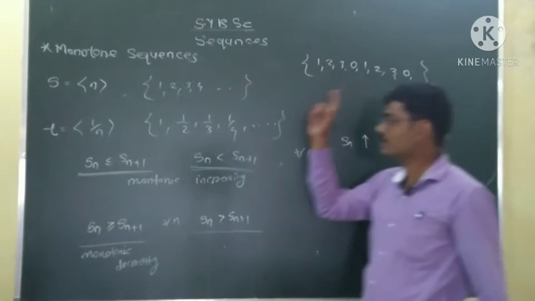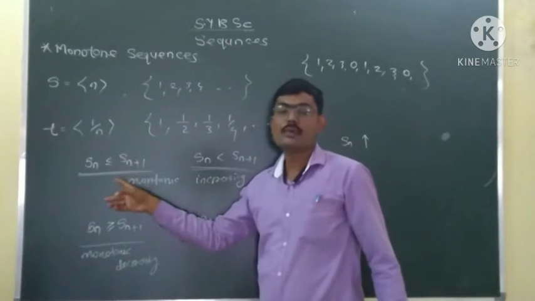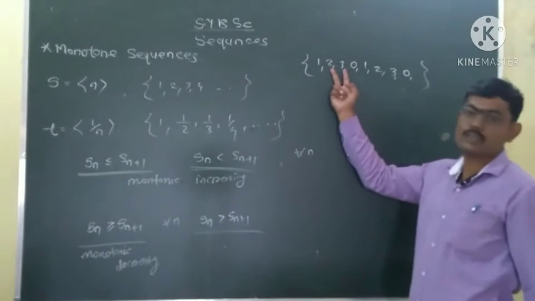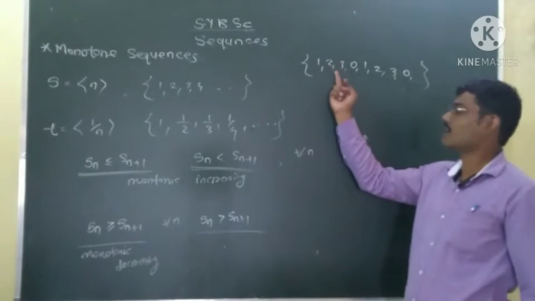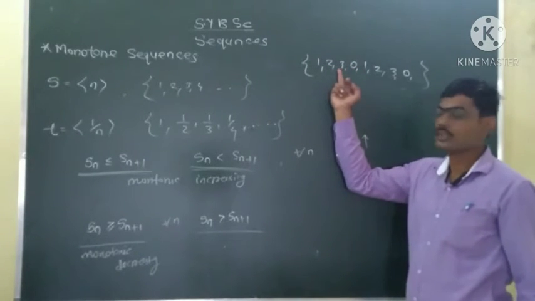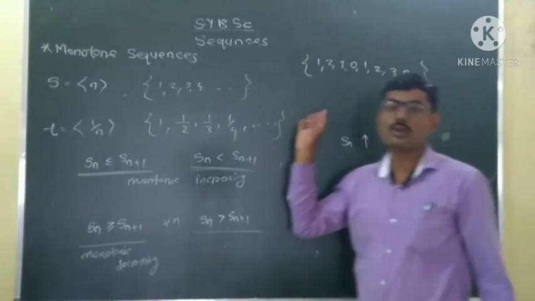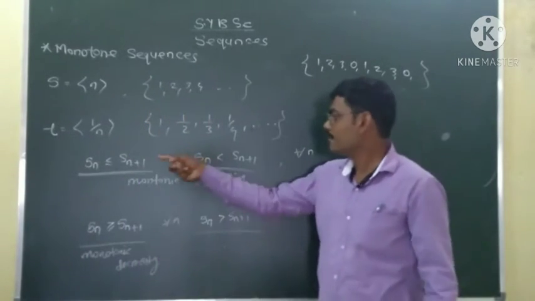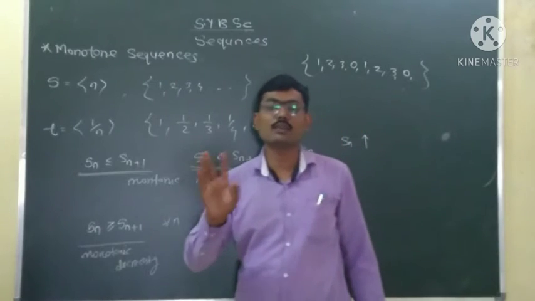If a sequence is increasing or decreasing, the pattern must be valid for each term. Here, up to the third term the pattern is valid. The third term is greater than the second term, which is greater than the first term, but the fourth term is not greater than the third term. So the sequence is not monotone. For a sequence to be monotone increasing or decreasing, these patterns must be valid for each and every term.